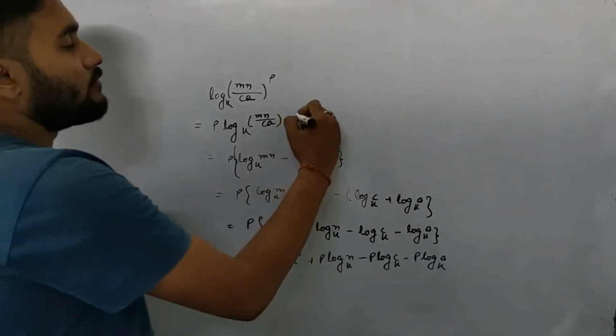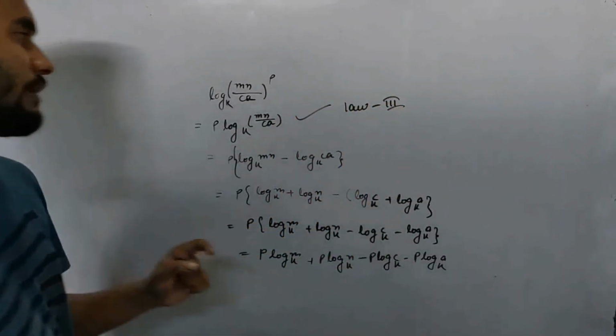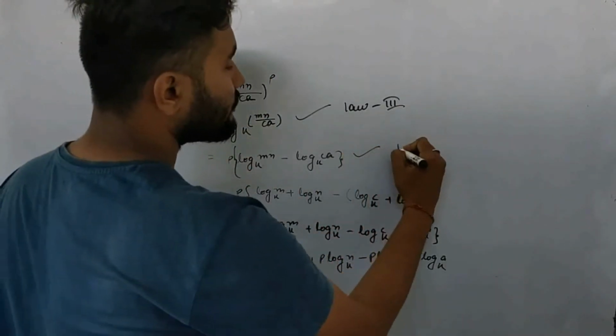Here we have used what? Law number what? 3, right? Law 3 we have used. The power came over here. Then over here, the second law.